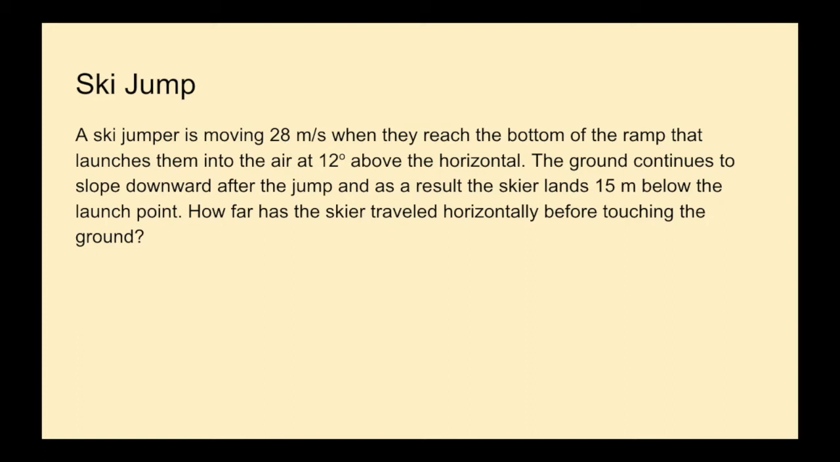A ski jumper is moving 28 meters per second when they reach the bottom of the ramp that launches them into the air at 12 degrees above the horizontal. The ground continues to slope downward after the jump, and as a result, the skier lands 15 meters below the launch point. How far has the skier traveled horizontally before touching the ground?